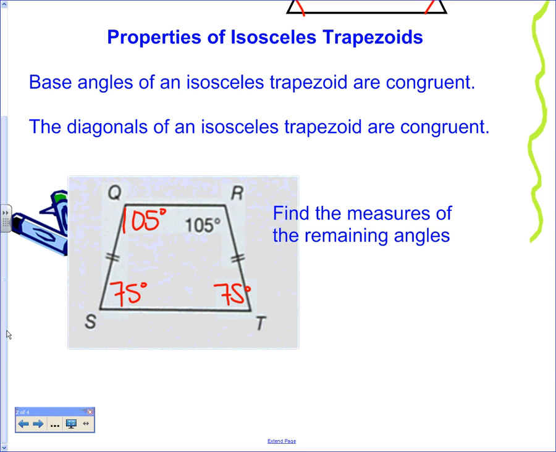180 minus 105. If I draw this out, well, what are these two angles? Same side interior. They're supplementary. Does that make sense? You see how that works? Or you could say, how many angles are in a trapezoid altogether? Yeah, 360. So 360 minus 105, and then divide by 2. Does that make sense? Either one, okay?